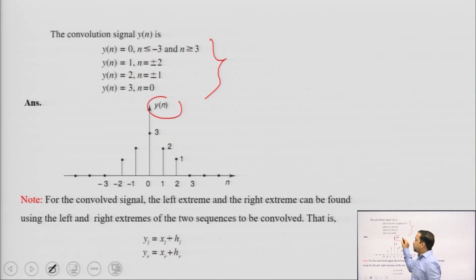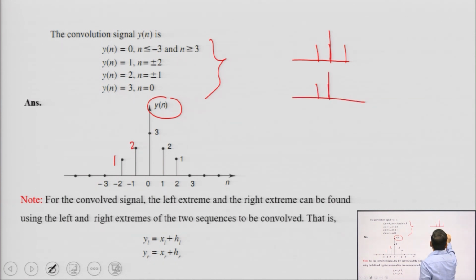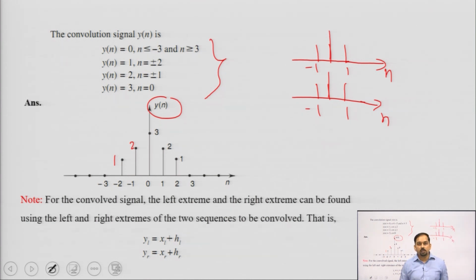So, if we plot this output y of n, this value is 1, this value is 2, 3 and so on. So, what we have obtained here is that if we have a square signal like this, 2 square signals, we are getting a triangular type of signal. So, the convolution of 2 square signals results in a triangular pulse or triangular waveform.